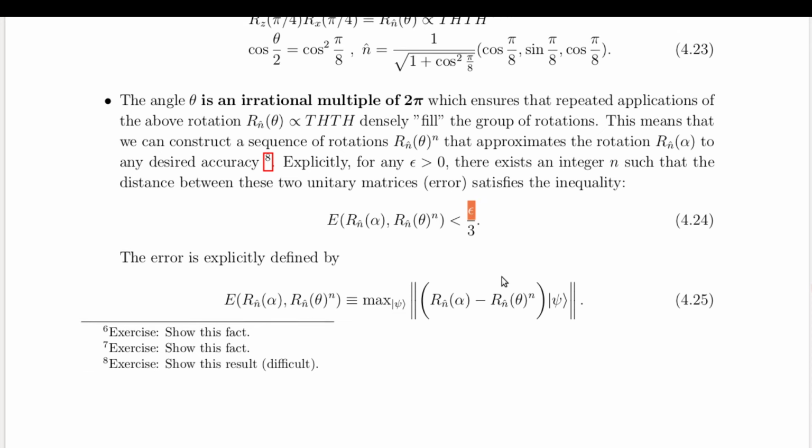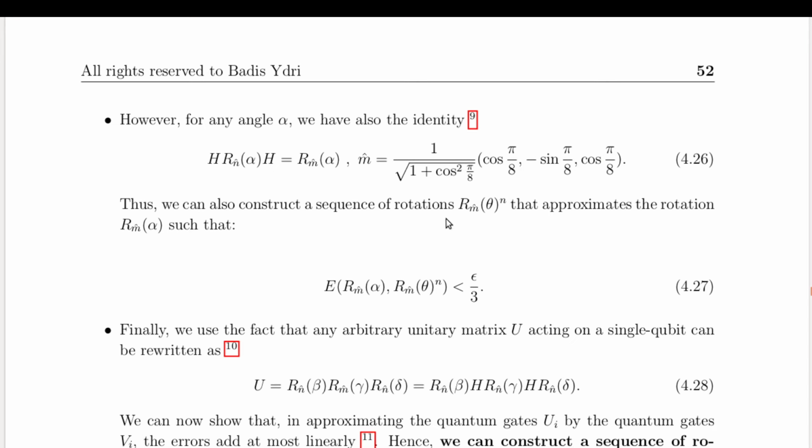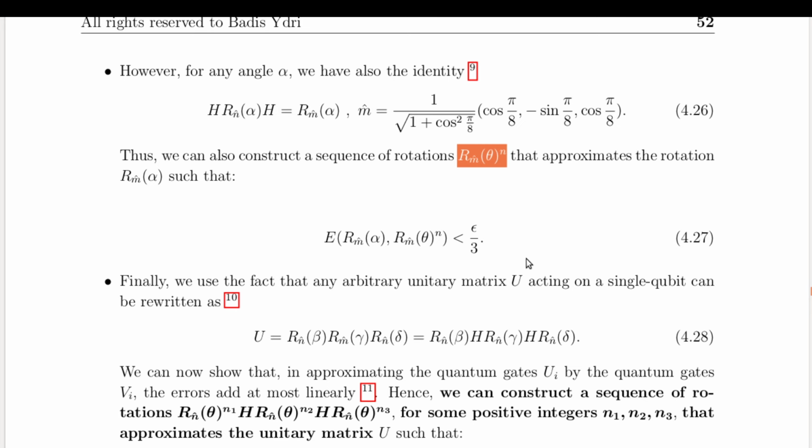But what if our desired rotation involves a different axis? That's where the Hadamard gate comes into play again. As shown in equation 4.26, the Hadamard gate transforms a rotation along one axis to a rotation along another, which is its mirror with respect to the plane xz. This allows us to create sequences of rotations along this new axis, ensuring we can approximate any single-qubit unitary operation.